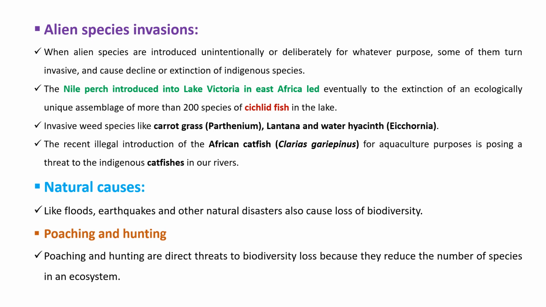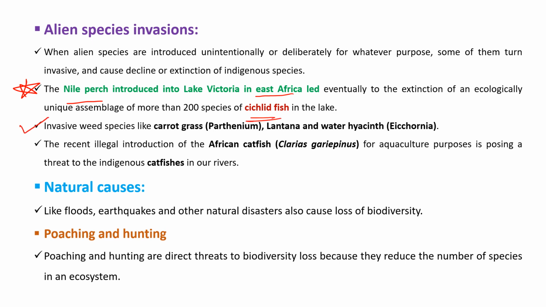Now the alien species, or we can say invasive species, that is the foreign species we introduce in a particular area. So when these species come into these new areas, they develop themselves and they remove the local species of plant and animal. A very famous example is the Nile perch. The Nile perch is a fish species that was introduced in Lake Victoria in East Africa, and due to this Nile perch, more than 200 species of cichlid fish in the lake were removed. So this is known as invasive.